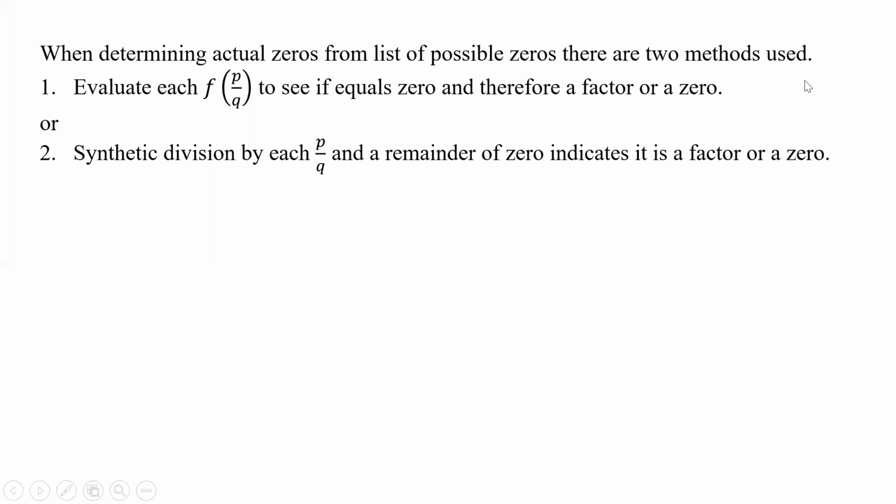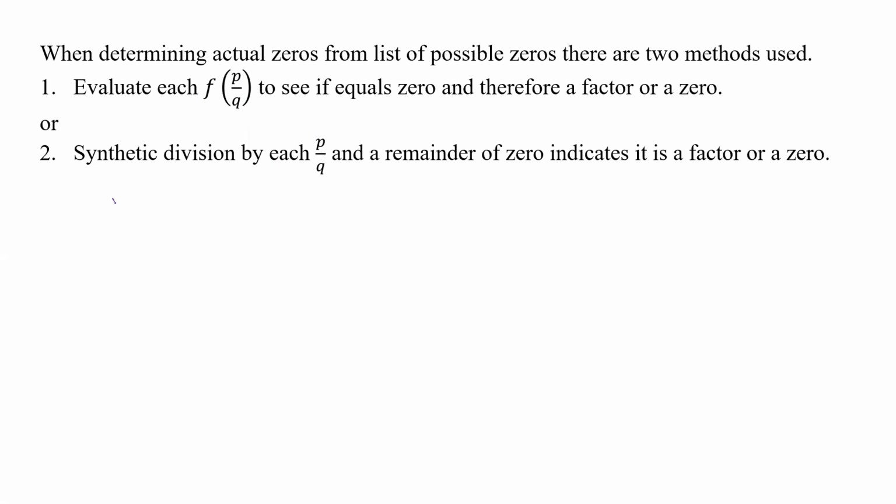All right, so we're going to look at some more stuff here. When determining actual zeros from a possible list of zeros, there's two methods we can use. We can evaluate each f of p over q to see if it equals 0, and therefore it's a factor or a 0. Or we can do synthetic division by each p over q, and if we have a remainder of 0, then it's going to be a factor or 0.